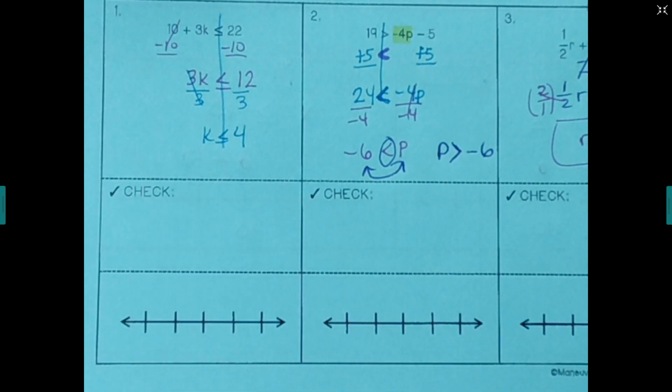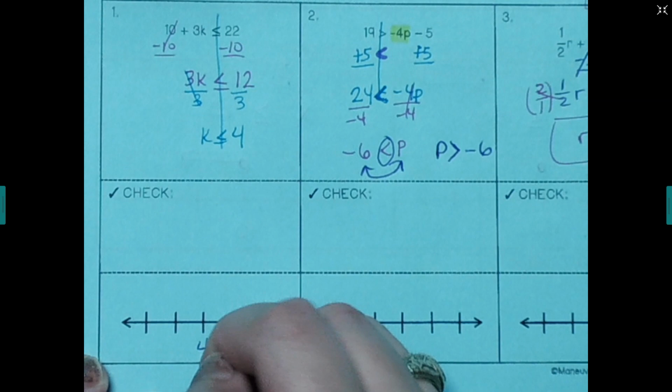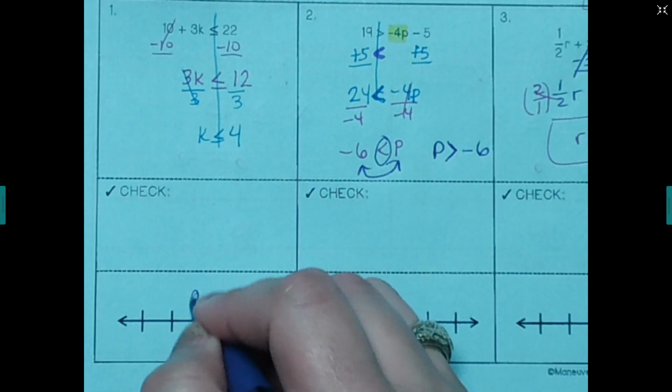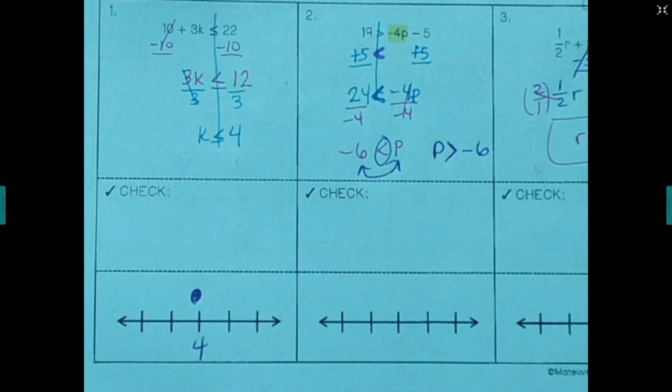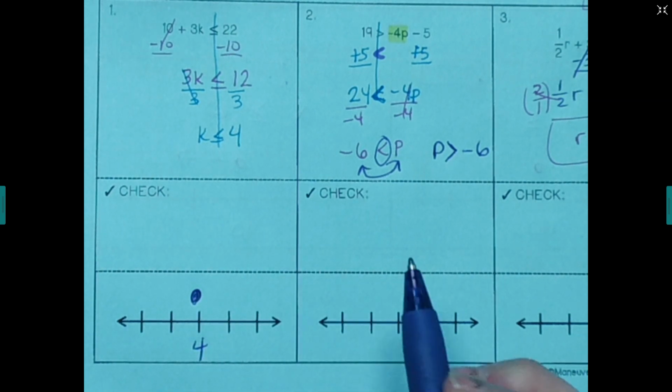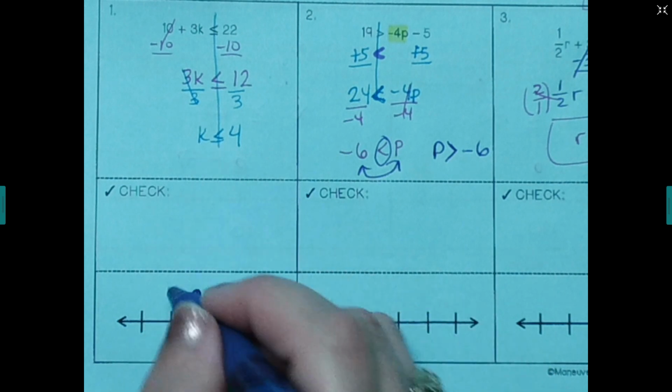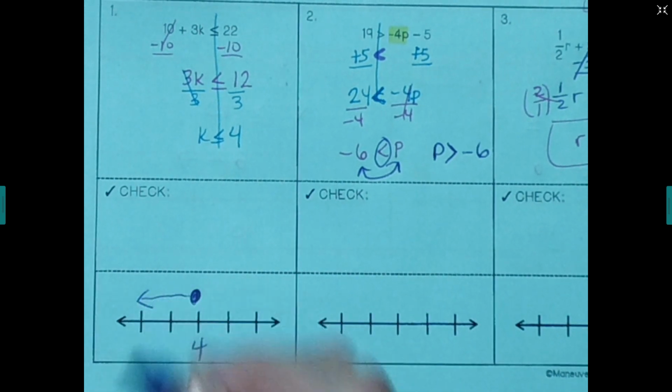Okay, so just put 4 somewhere on the number line. Doesn't really matter because the line is under it. It's a closed circle. And then we are, sorry guys, Mr. Alexander's distracting me. Okay. So it says K is less than 4, so I'm going to go this way.